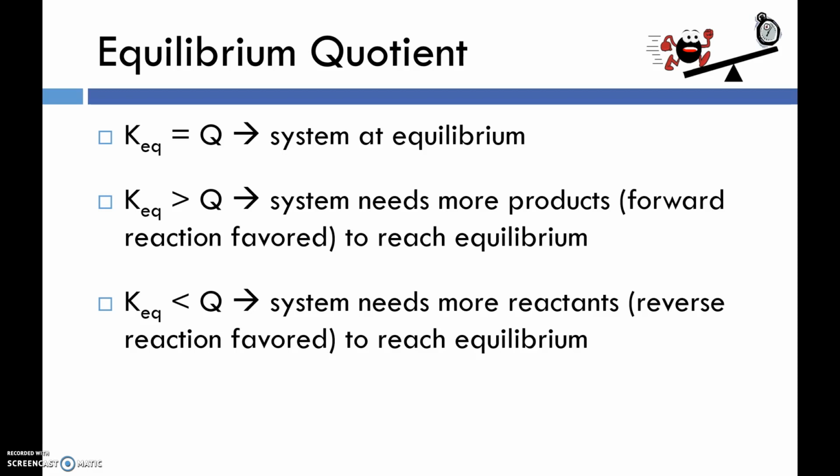With Q, we're comparing the equilibrium quotient to the equilibrium constant. And if you set up your inequalities the way I have here with KEQ first, the less than and greater than signs are pointing in the direction of the reaction that needs to occur. So this is like an arrow pointing forward, and the forward reaction is favored. This looks like an arrow pointing backwards, and the reverse reaction is favored. So that's just a little trick you might be able to use to help you keep all of this straight. It is a lot of information to process at once.